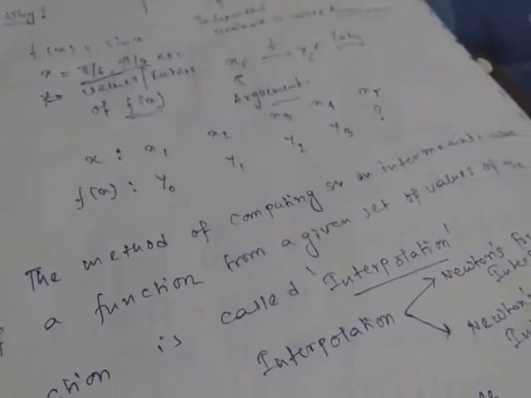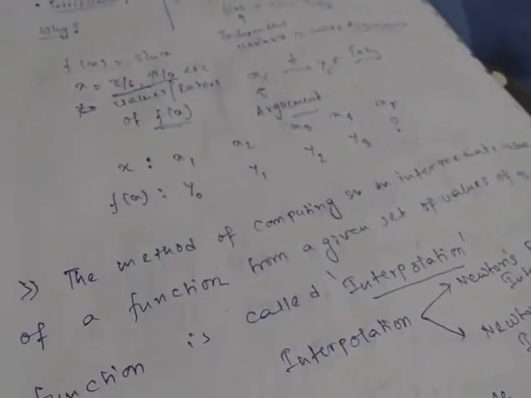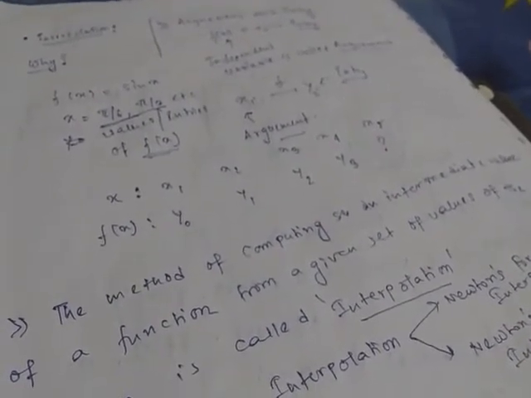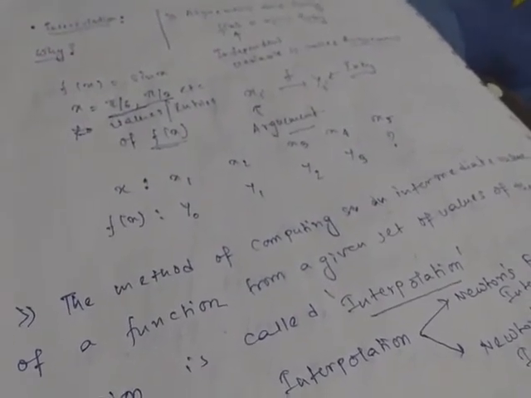So I described here the two topics, starting with argument and entry and everything. These are the prerequisites for interpolation, and in the next part I will discuss Newton's forward interpolation.